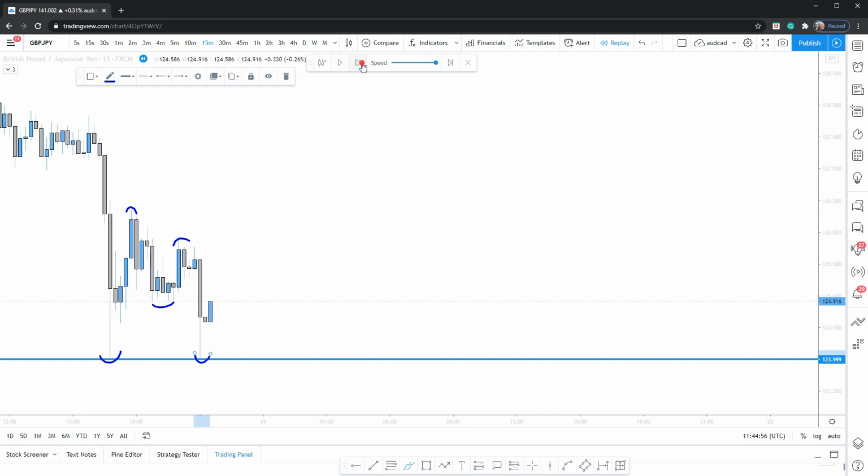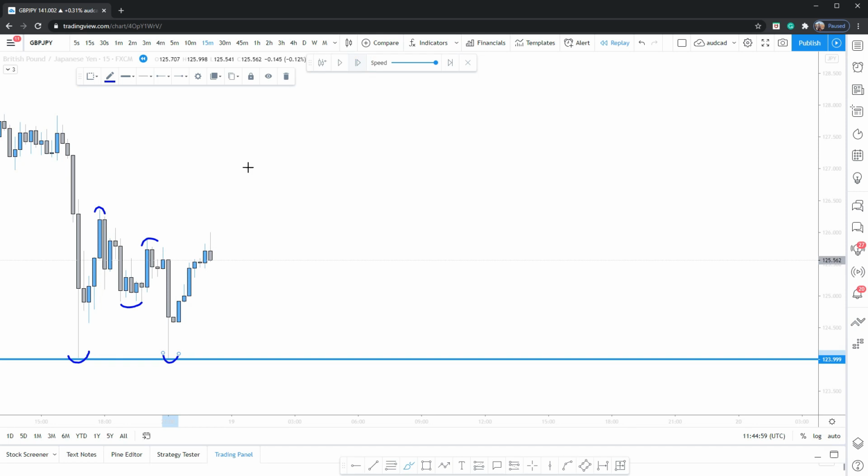But let's let price run and let's see what happens. So the structure we need to break is this structure here. Oh, that's a very straight line that I drew.